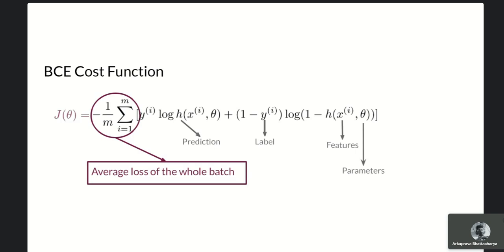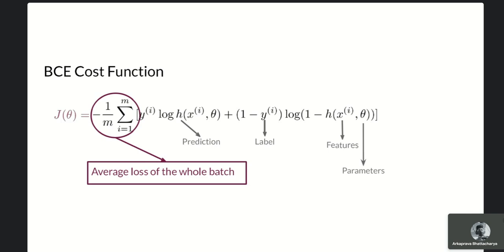So here the first thing that you can see on the left hand side, you have 1 by m. Your 1 by m is basically the batch size. So whenever you train your model, you're training it not over the entire training data set, but over batches of the training data set. So we compute the loss of the model over the complete batch, and that is why we have taken this summation here.